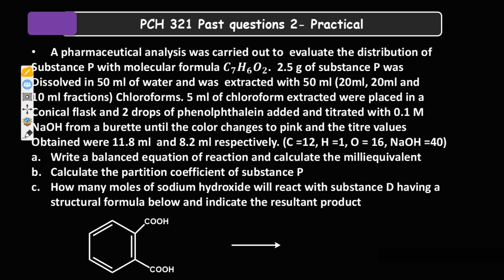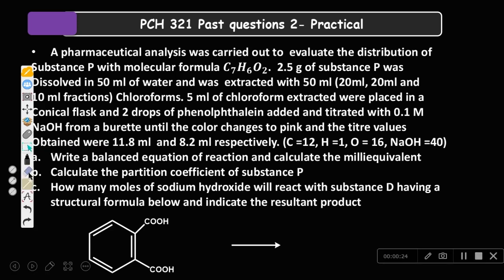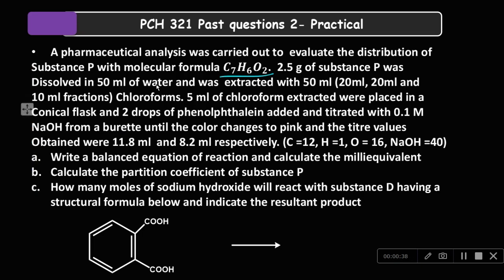with a molecular formula of C7H6O2. Now from what you can see here, this molecular formula actually is the molecular formula for benzoic acid, right? So 2.5 gram of substance P was dissolved in 50 ml of water.